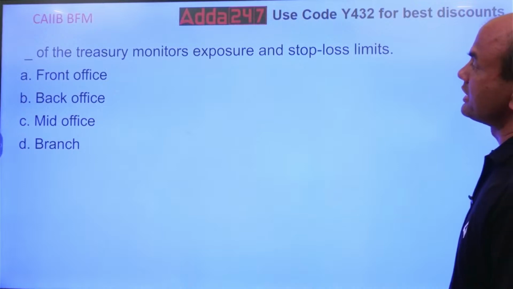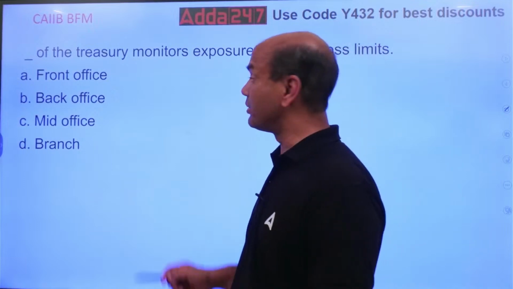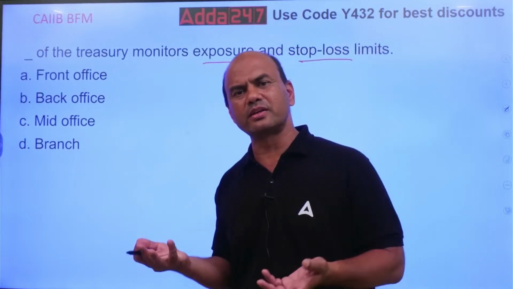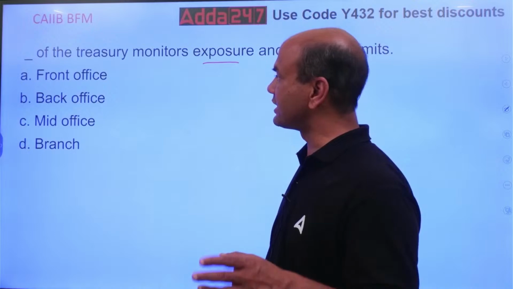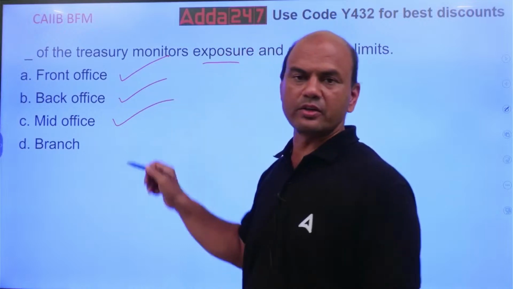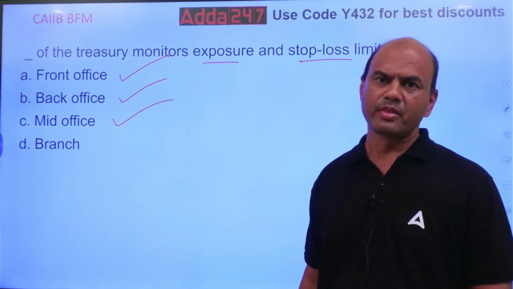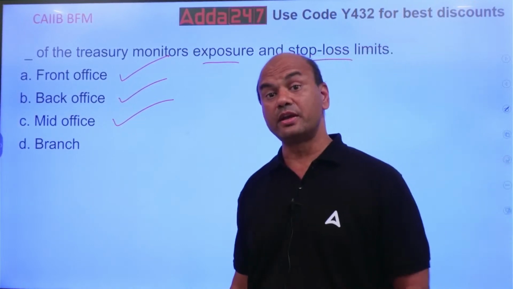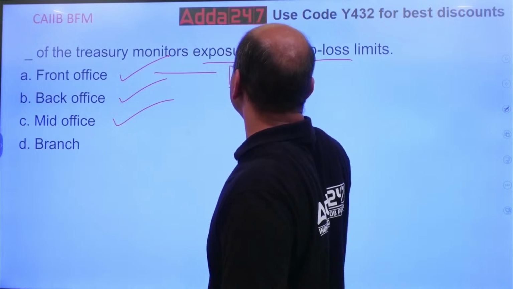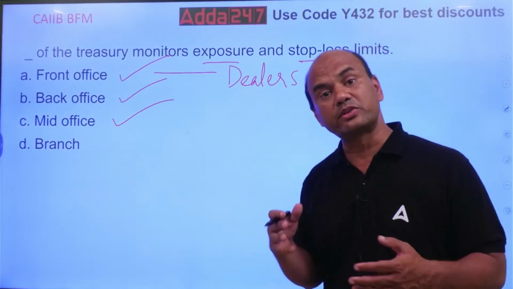Dash of Treasury monitors exposure and stop loss limits. Who will look at this? Firstly, what are the offices in Treasury? In Treasury, there are 3 offices. Front office, back office, mid office. These are the 3 offices in any Treasury. Front, mid and back. Okay. The employees in the front office are called as dealers generally. Dealers. Okay. These employees are the ones who actually deal with the clients.